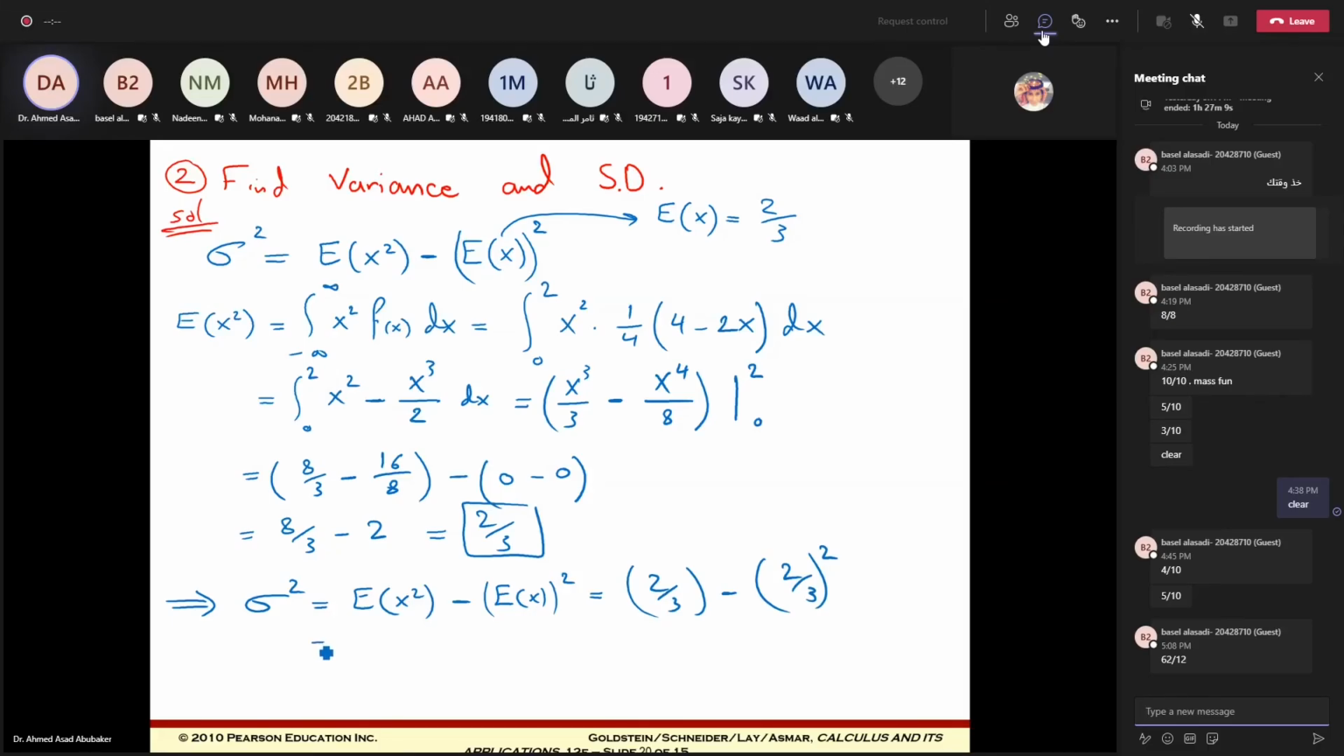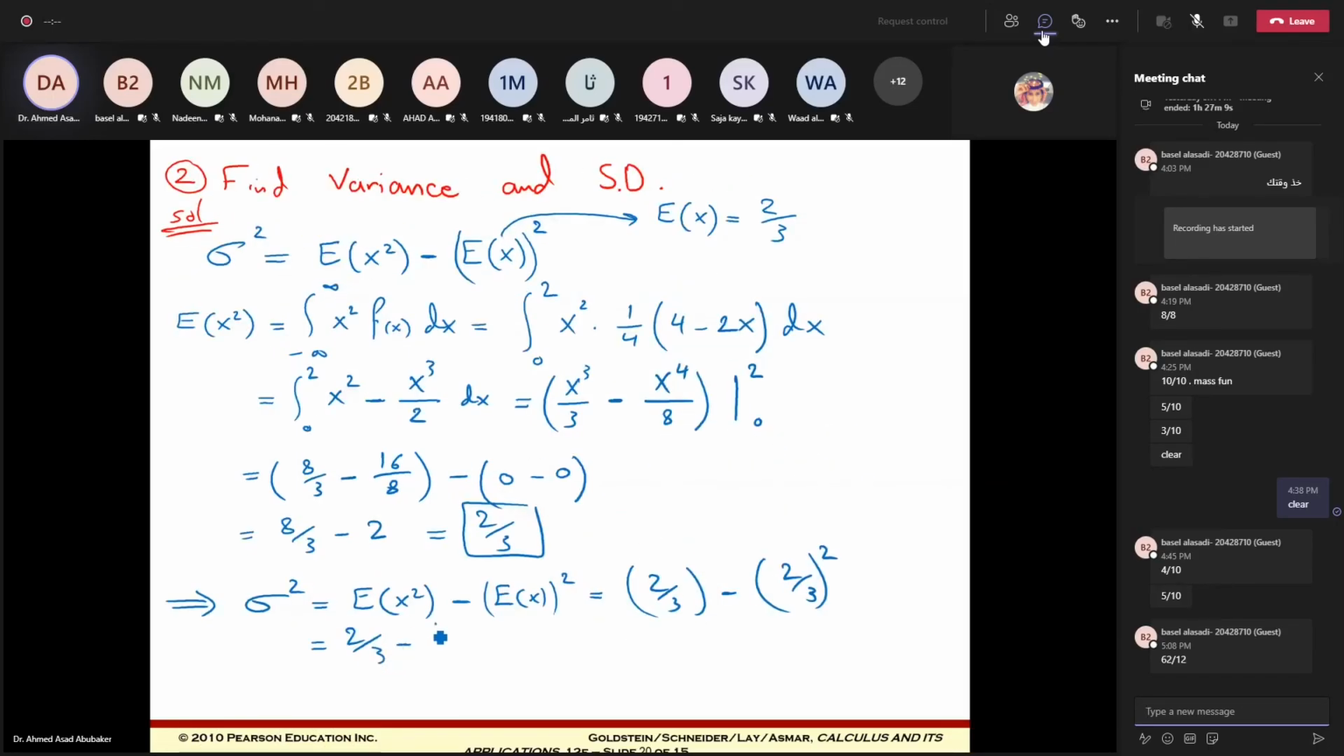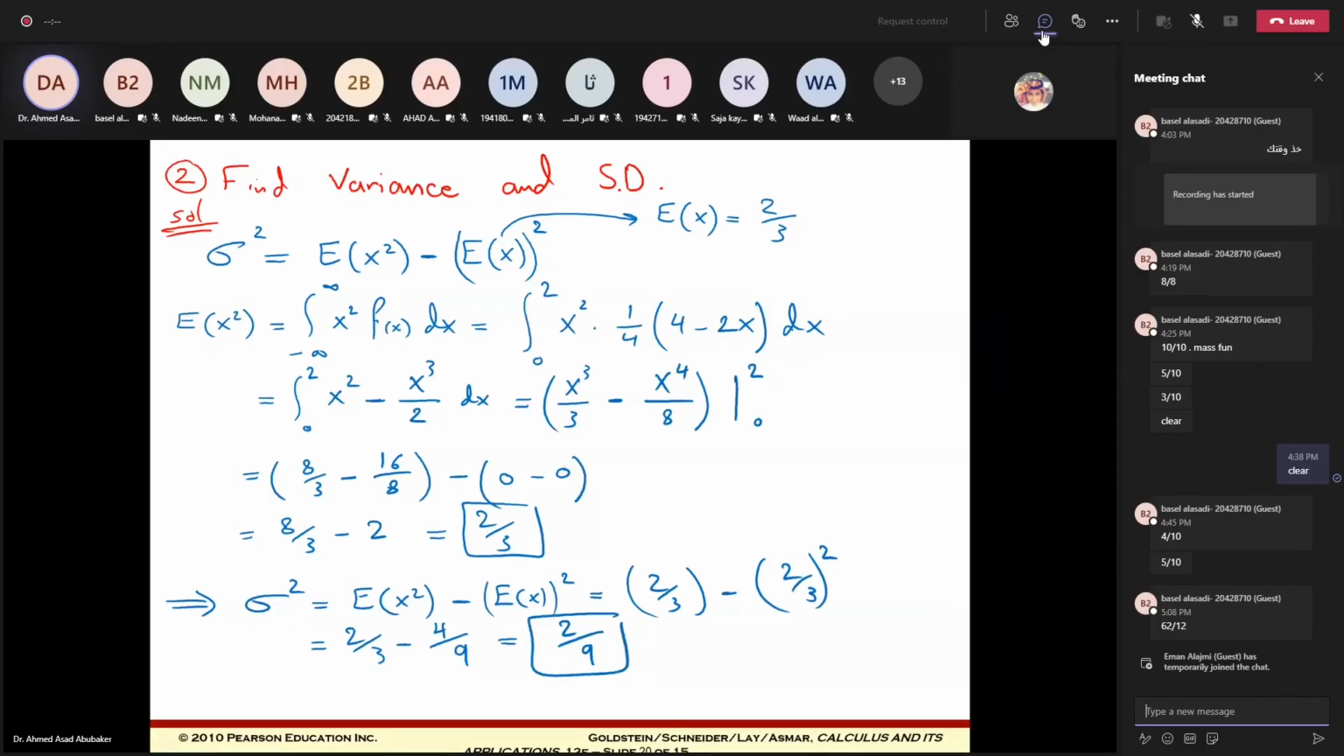So we have 2/3 minus 4/9. Multiplied by 3, we have 6 minus 4, 2/9. This is the variance. To find the standard deviation, this is equal sigma, this is the radical of 2/9, so we have radical 2/3. This is the standard deviation.